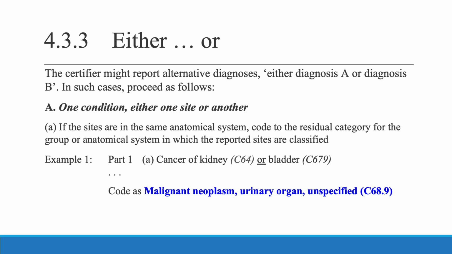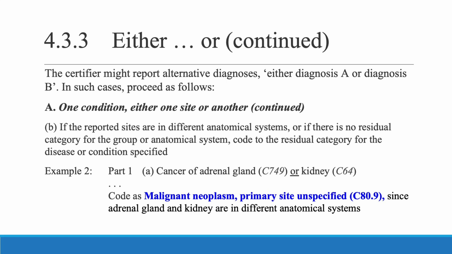If the sites are in the same anatomical system, code to the residual category for the group or anatomical system in which the reported sites are classified. Kidney and bladder are both part of the urinary system. Therefore, we will code to the residual category for that system, malignant neoplasm, urinary organ unspecified, C68.9. We're still considering one condition certified as either one site or another.